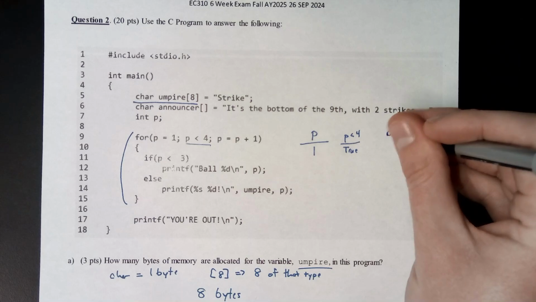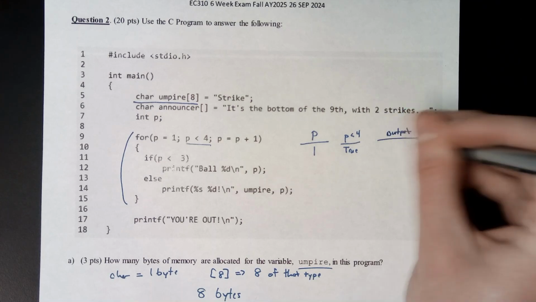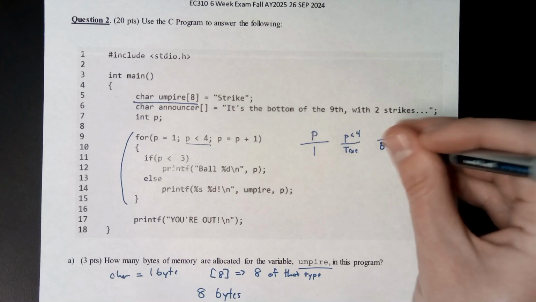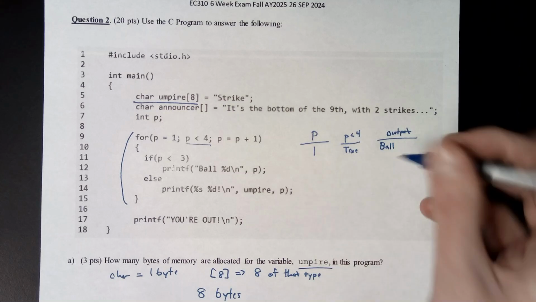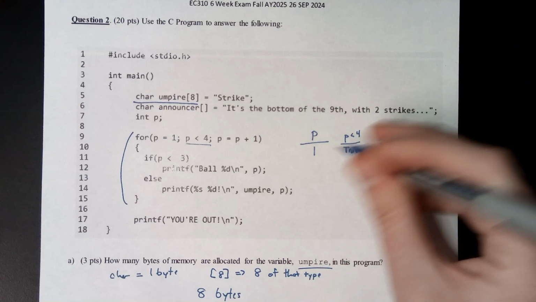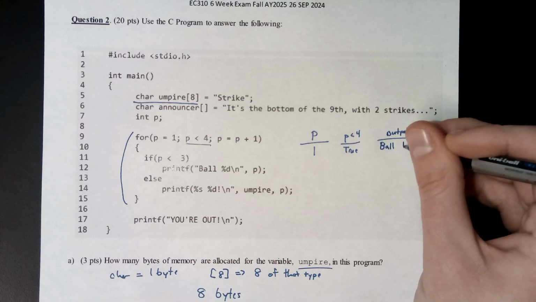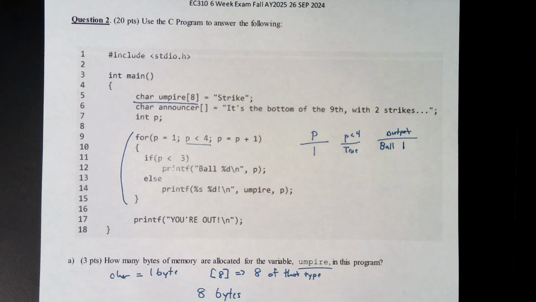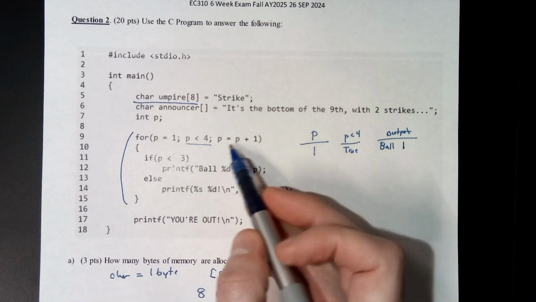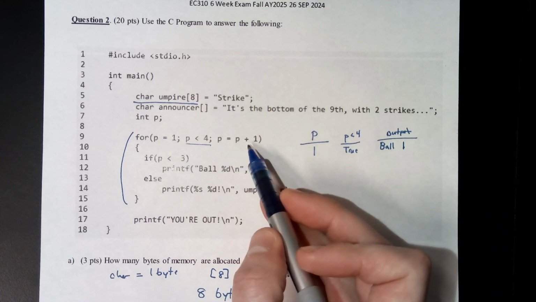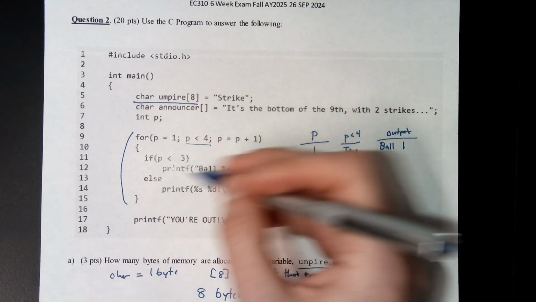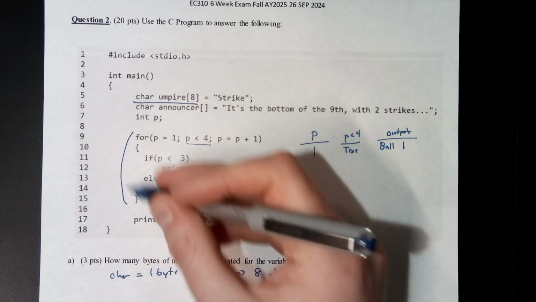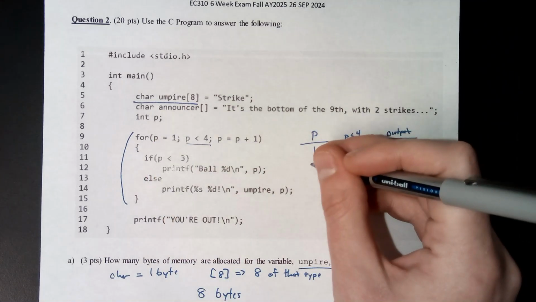So this is going to be output here. What do we output to the screen? We're going to print ball %d/n, and then we're going to substitute P. P is 1, so we're going to print ball 1. We're going to update P because of the loop update that happens after we're done with the loop, right? So we did this if statement, we did the printf, now we loop back up and we do the updates. We update P to 2.